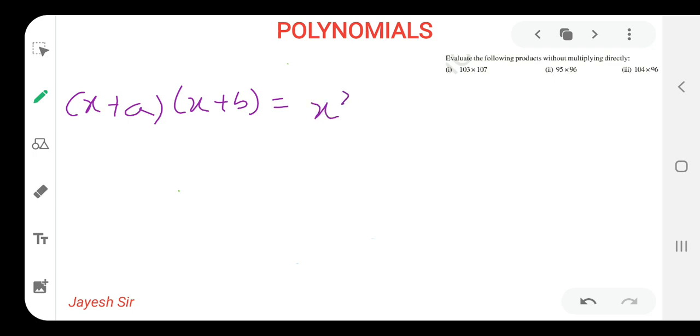x square plus (a plus b)x plus ab. This would be the answer. I hope you all are getting it, and we all know how to do it. So let's try to relate it with our question, how we are going to get that.